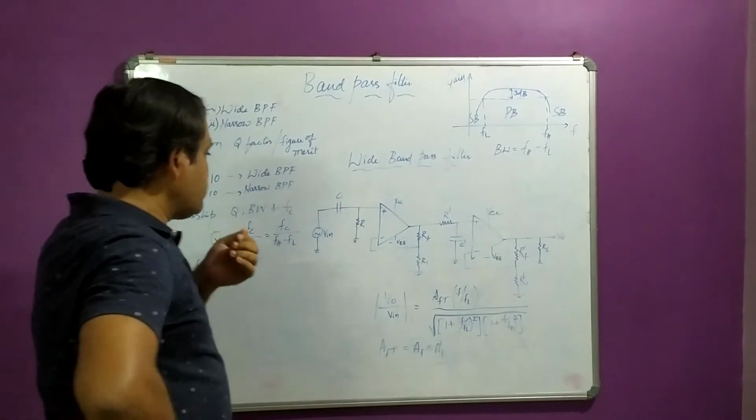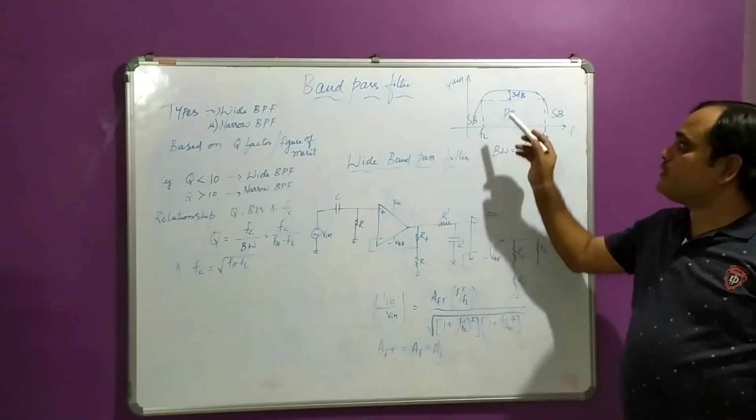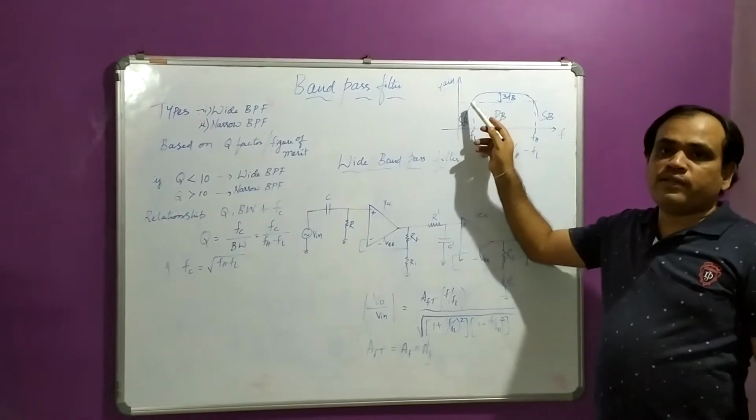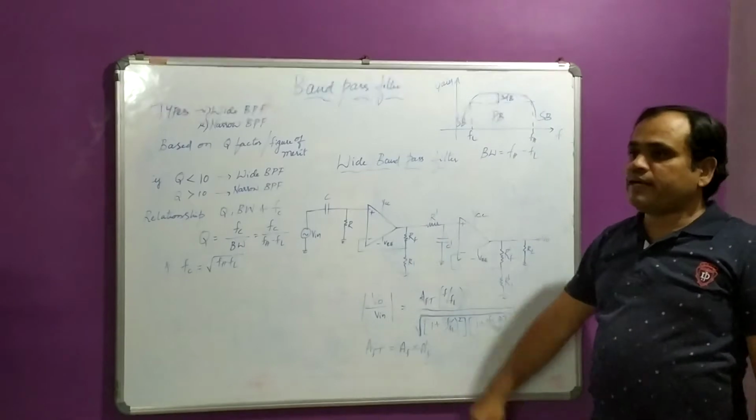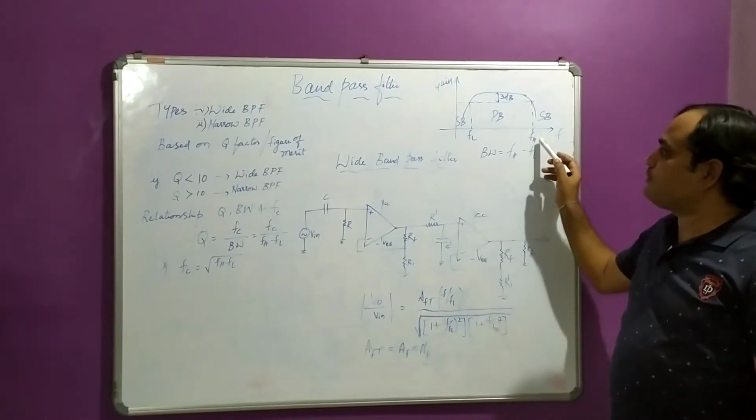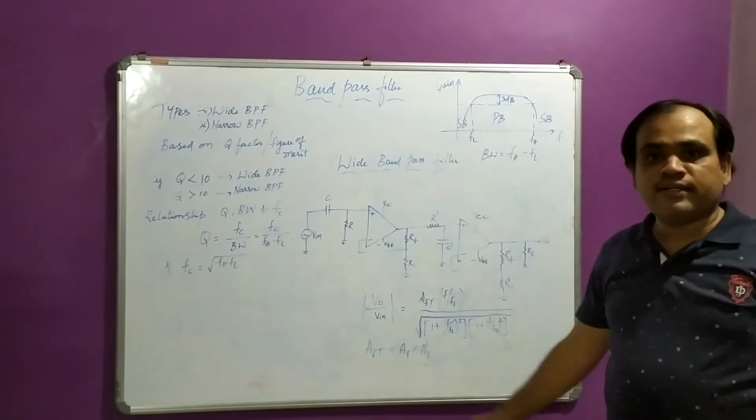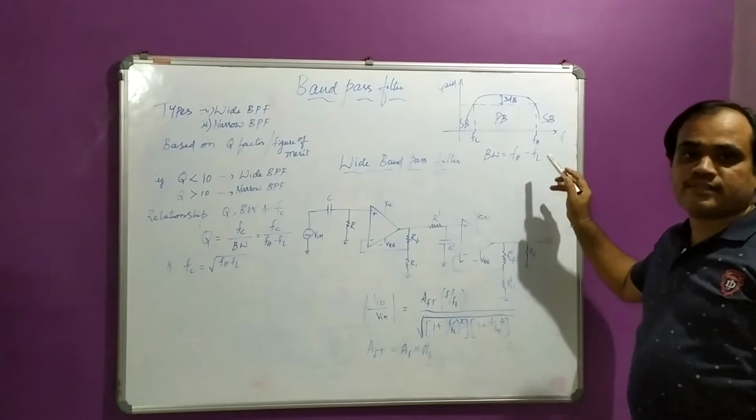As you know the definition of band pass filter, it is a filter which is going to pass only a specific band of frequencies and it is going to stop all the remaining frequencies. As soon as I say a specific band of frequencies, I am going to have two cutoff frequencies. One is the lower cutoff frequency, another one is the higher cutoff frequency, due to which I am going to get a bandwidth which is defined as fH minus fL.